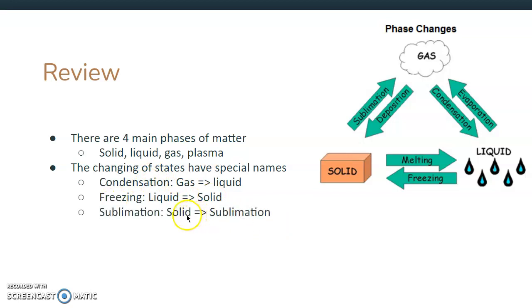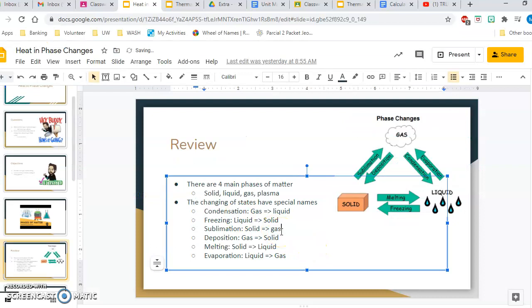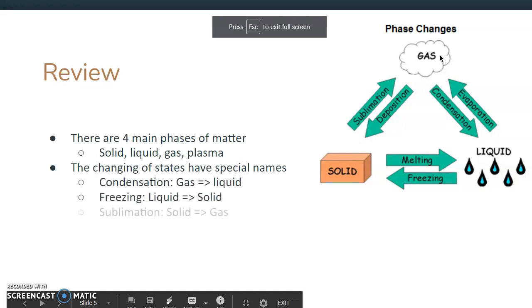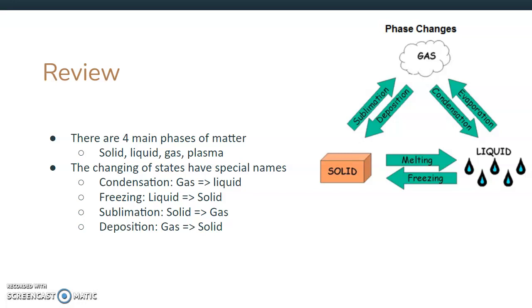If we have a solid going to, my apologies, solid to gas, it's sublimation. If it's gas to solid, it's deposition. If it's solid to liquid, it's melting. And liquid to gas, it's evaporation.